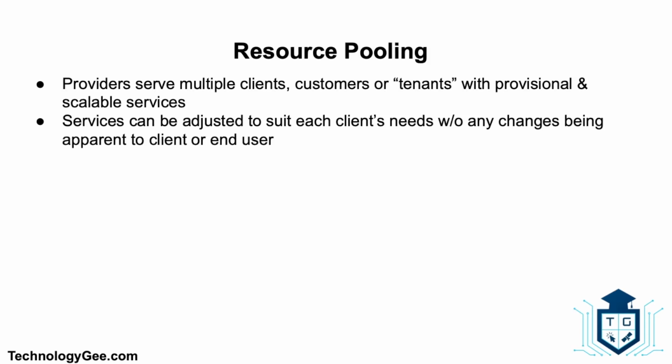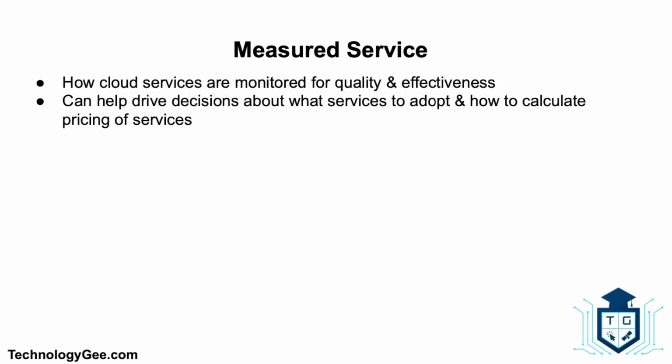that they want. Next, we have resource pooling, and this is an IT term used in cloud computing environments to describe a situation in which providers serve multiple clients, customers, or tenants with provisional and scalable services. These services can be adjusted to suit each client's needs without any changes being apparent to the client or end user. Let's talk about measured service, and this refers to how cloud services are monitored for quality and effectiveness. Measuring service metrics can help drive decisions about what services to adopt and how to calculate pricing of those services.